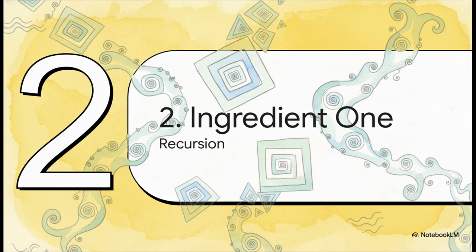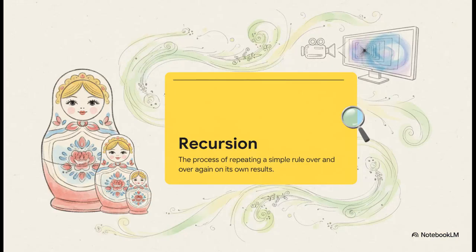Which is really the engine behind this whole thing, recursion. Now I know that might sound like a jargony computer science term, but the actual idea is incredibly simple and really, really powerful. All recursion is the process of repeating a simple rule on its own results. The best way to picture it is to think of those Russian nesting dolls. Each doll has a smaller, identical version of itself inside. Or, that crazy infinite tunnel effect you get when you point a video camera at its own screen? That right there is recursion in action.